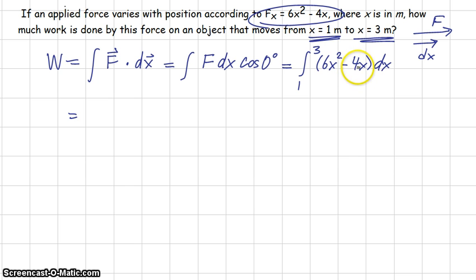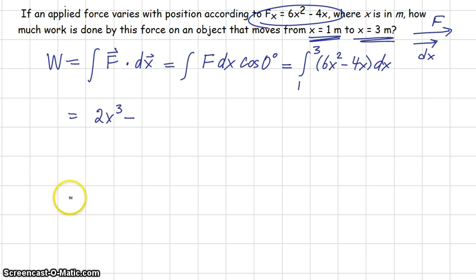So let's go one piece at a time. First, the antiderivative of 6x squared. We raise the power by 1. So x squared becomes x cubed, and we divide by that new power. So 6 over the new power, 3, is 2. So the antiderivative of 6x squared is 2x cubed.